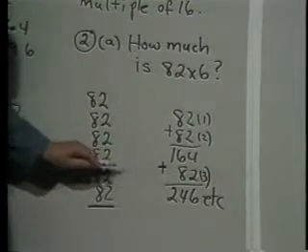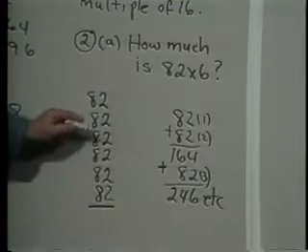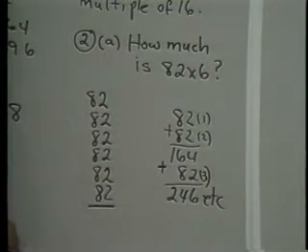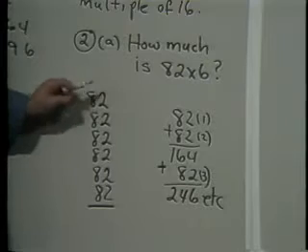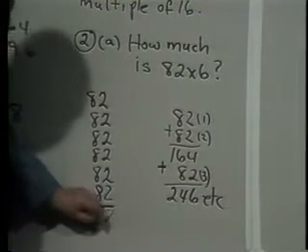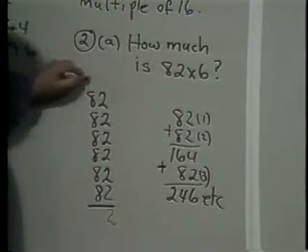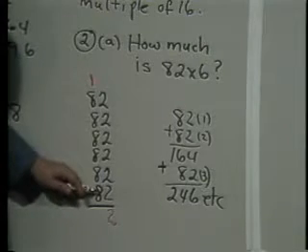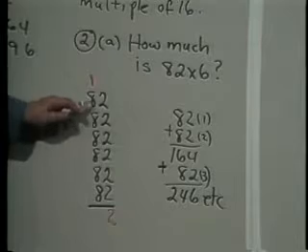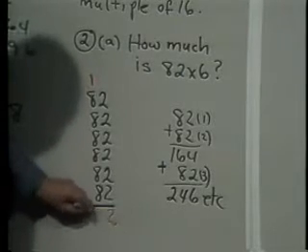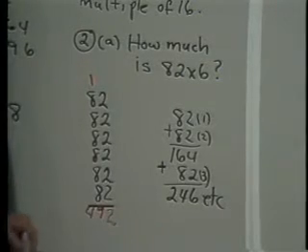But a shorter version simply says what? Let's list vertically the 82 6 times and just add them up. You see, we have what? 2, 4, 6, 8, 10, 12. Put down the 2 and carry the 1. Then we have what? 8, 16, 24, 32, 40, 48, 49. So the answer would appear to be 492.